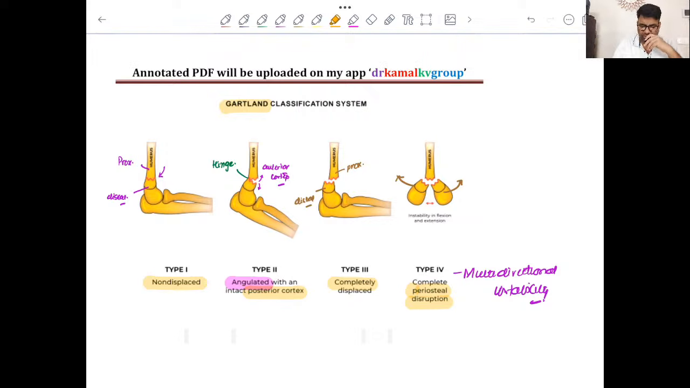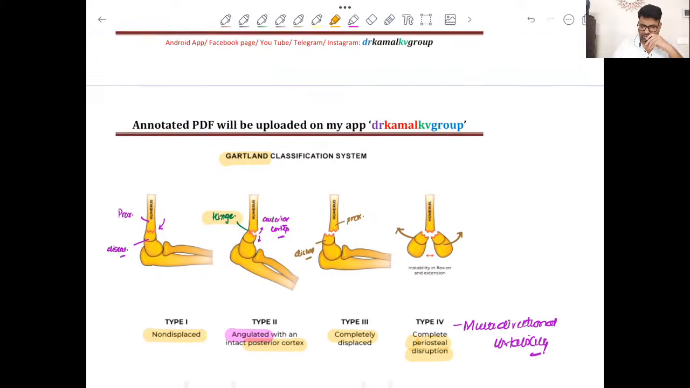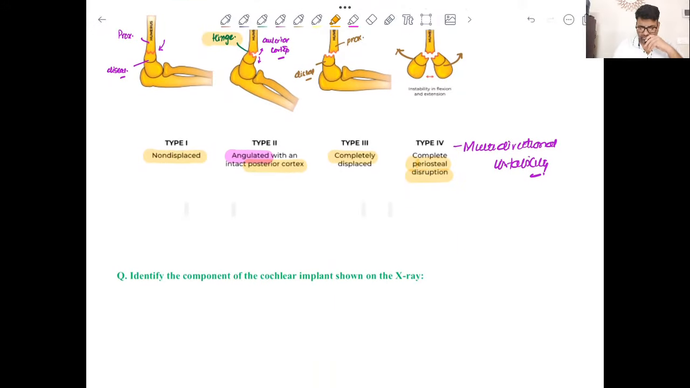The usual ones asked in the exam are either Gartland type 2 or Gartland type 3. In type 2, we can see a posterior hinge. The anterior side just opens up, whereas in type 3, there is no contact between the proximal and the distal fragment. So I think it's quite easy to remember.